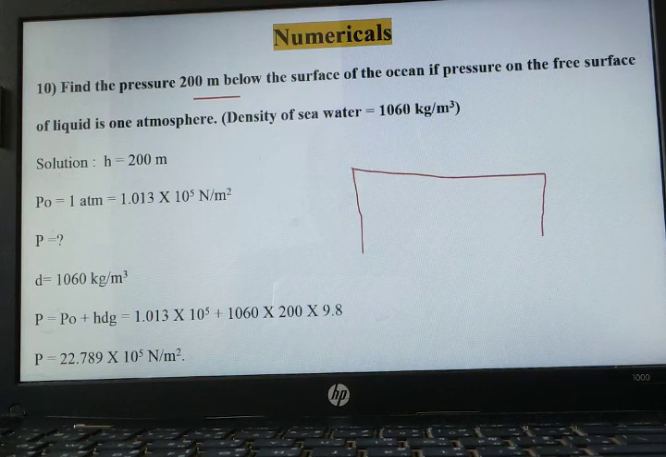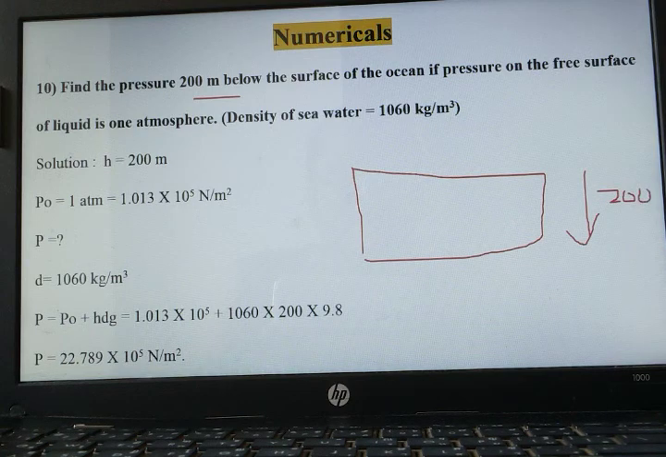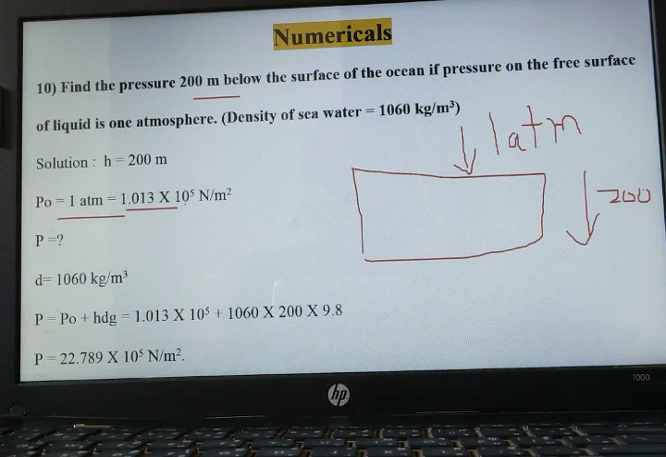Take for example, this is a free surface of the liquid and from here to here it is 200 meter. Okay, height is 200 meter. Pressure outside has been given as 1 atmospheric pressure. 1 atmospheric pressure means what? Pressure outside is 1 atmospheric pressure. You should be knowing this value, 1.013 into 10 raised to 5 Newton per meter square.